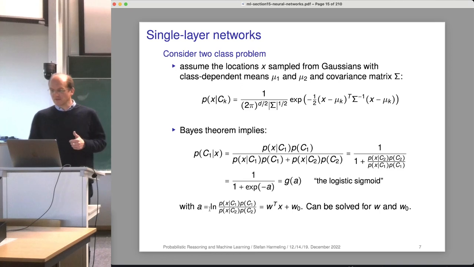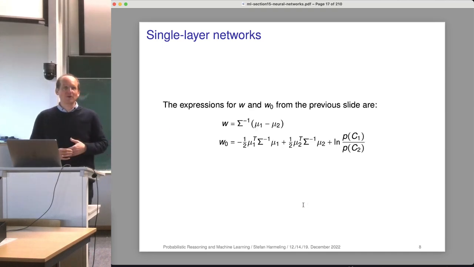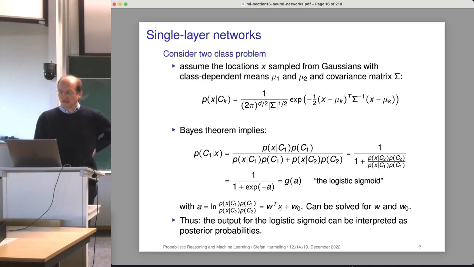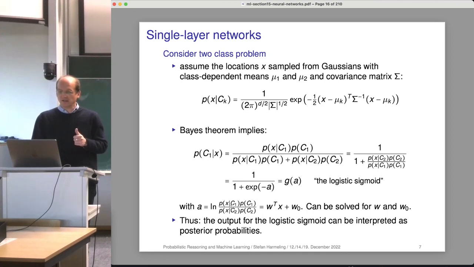So why go through all these pains, like backward? Because one can show that the logarithm of this quotient is just a linear function. Okay, and maybe one should write it up completely the other way around. I show you the terms. So those are the terms. And if you plug them into the expression on the previous slide, if you plug the W and the W0 that I wrote down here, you can't do it in your head. I can't do it in my head. If you do it and you plug it in, then you get exactly this quotient here.